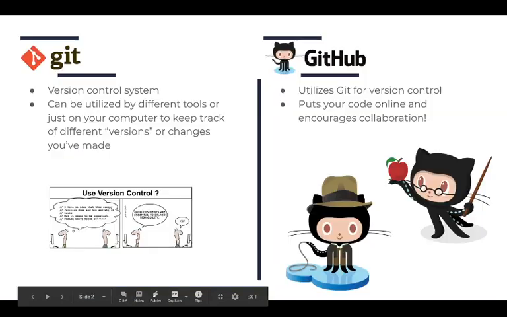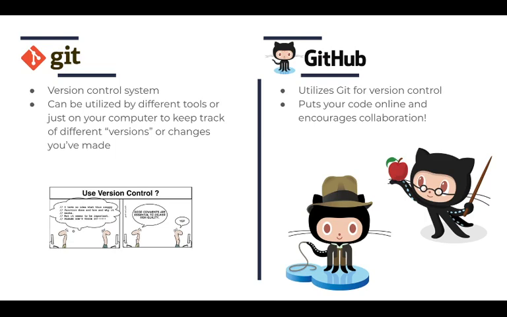All right, to kind of start off, we're going to first talk about the difference between Git and GitHub. So Git is a version control system. We'll go into more about what version control means, but right now, you just need to know that Git is just something that can be utilized by different tools or even your own computer to help keep track of different versions or changes you've made. Whereas GitHub will actually use Git for version control, and it's also a place that you can put your code online, and it helps encourage some collaboration.